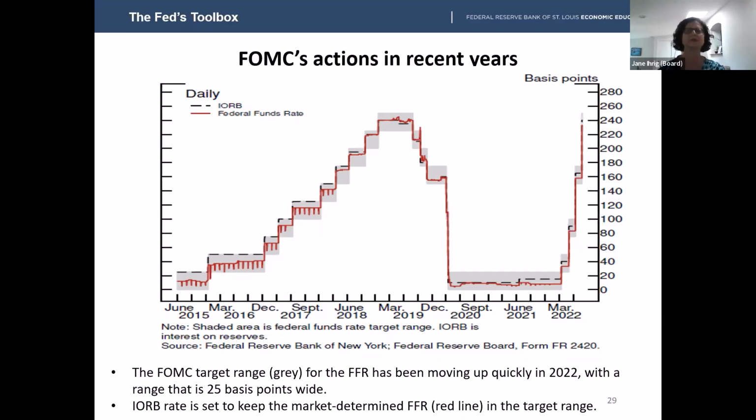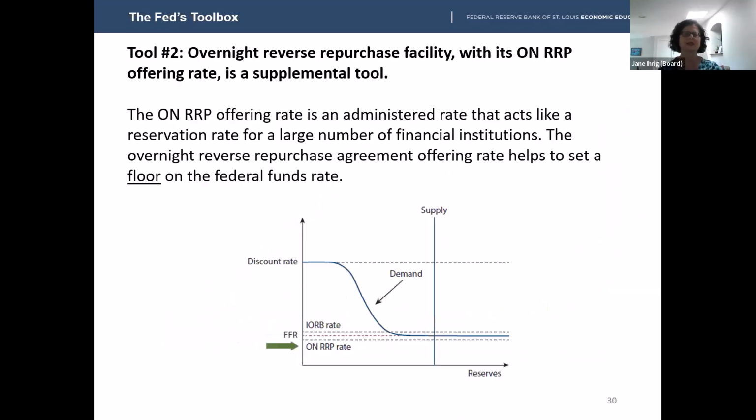Okay, so that's the key tool. On the next couple slides, I'd like to talk about other tools that the Federal Reserve is using. So a second tool that it's using is something called the Overnight Reverse Repurchase Facility, with its overnight reverse repurchase offering rate. This we can think of as a supplemental tool.